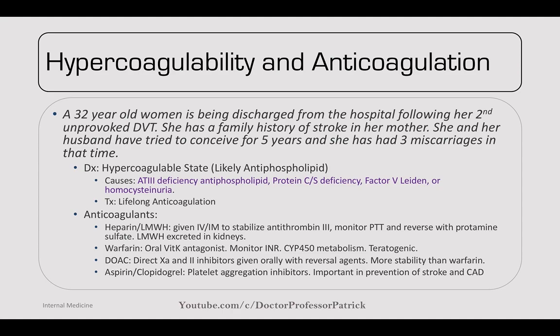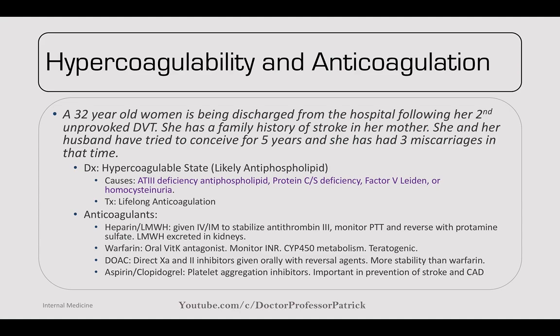Some of the anticoagulants to think about are heparin or low molecular weight heparin, and it's given IV or IM to stabilize antithrombin 3 within the body. You want to monitor the PTT, and you can try to reverse these agents with protamine sulfate. Low molecular weight is used more in those with kidney disease because of heparin's long excretion time. So warfarin is an oral vitamin K antagonist. You want to monitor the INR, and it's a CYP450 metabolite, and it's very teratogenic, so you need to watch it in those with pregnancies.